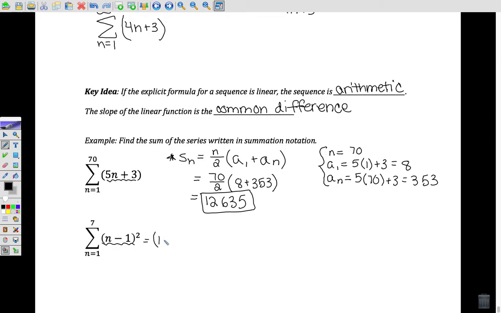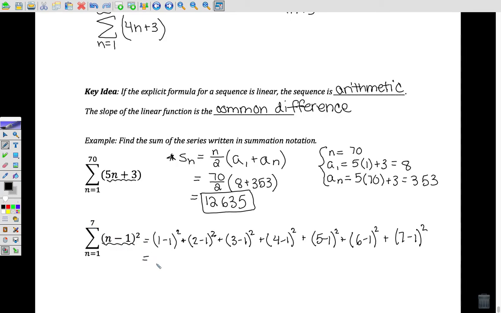So if I first plug in 1, 1 would be 1 minus 1 squared. Plug in 2, plug in 3, plug in 4, plug in 5, plug in 6, and plug in 7. That's all this is telling us to do, is plug in all the numbers between 1 and 7 into the formula, add them all up.